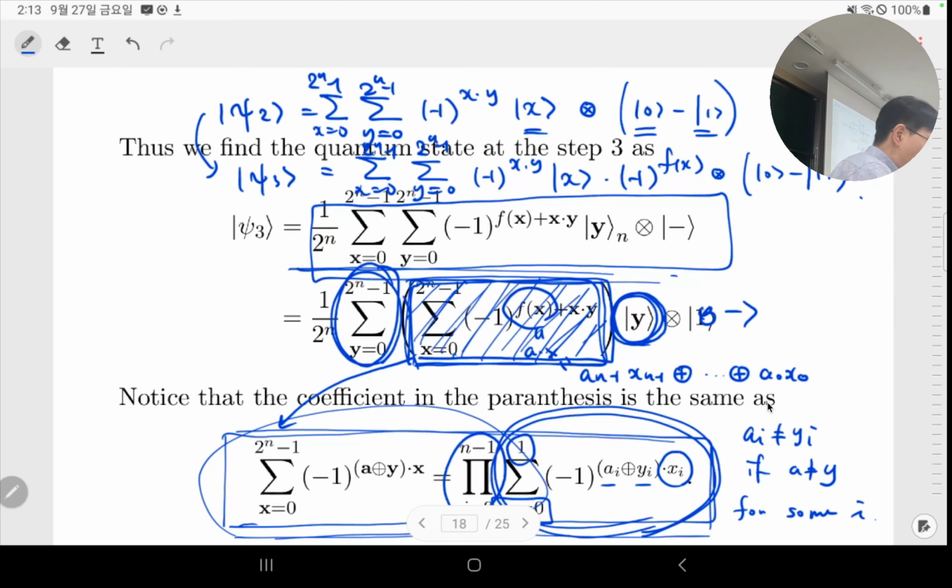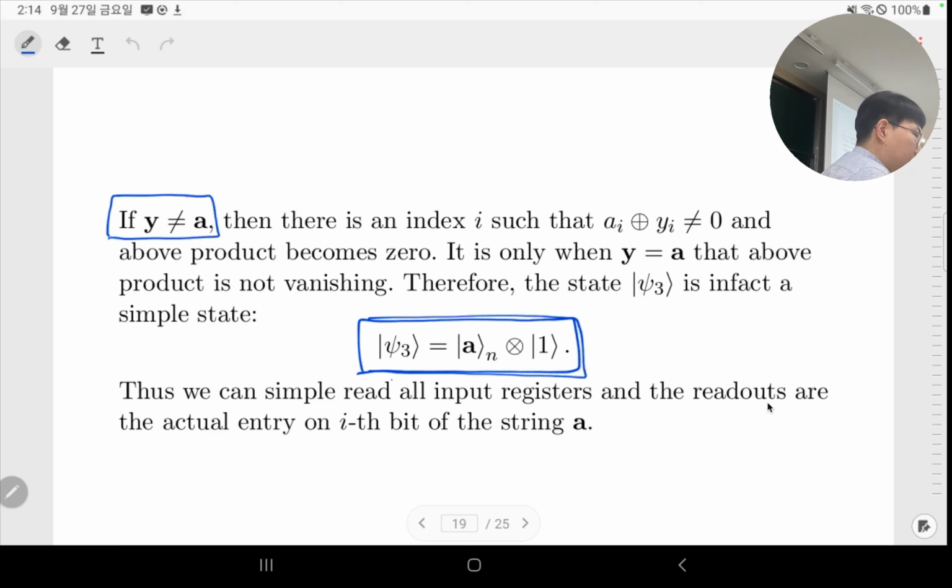So you take the measurement on each input string. The measurement outcome on each input register is the actual bit in A. That's your A. Because this is the output register, the state after you apply the quantum oracle.